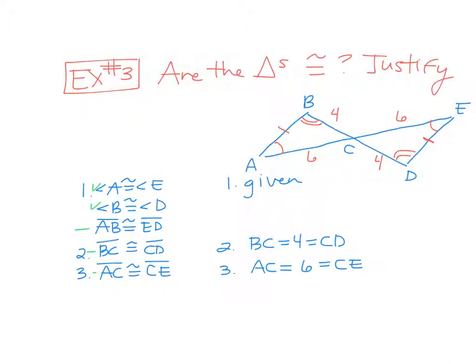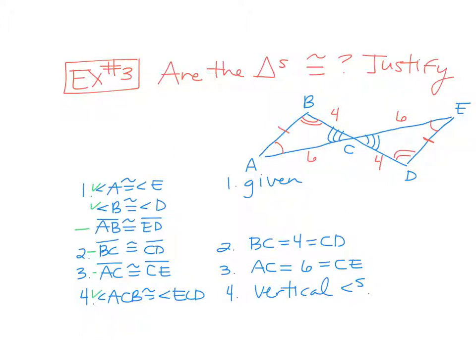Vertical angles, right? You're going to say, and I cannot call this angle C congruent to angle C. Remember, if they share a vertex with another angle, you have to use how many letters? 3 letters. So you're going to say angle ACB is congruent to angle ECD because of vertical angles. Okay, so now that's my third check for all the angles are congruent.